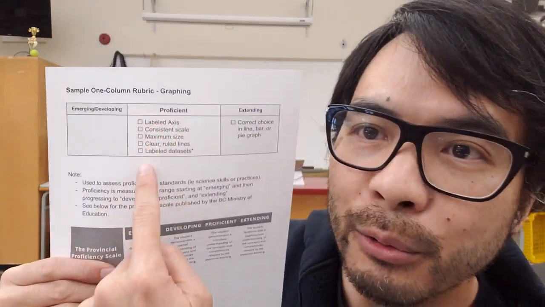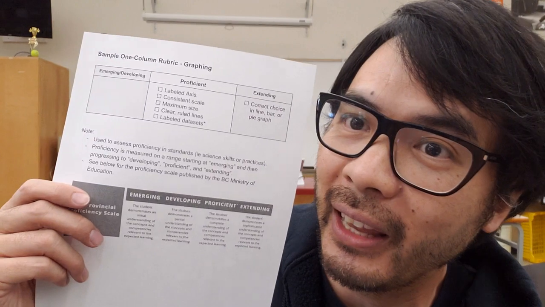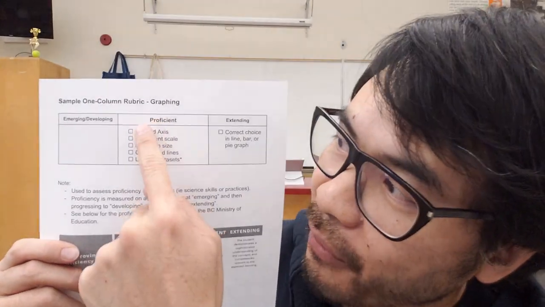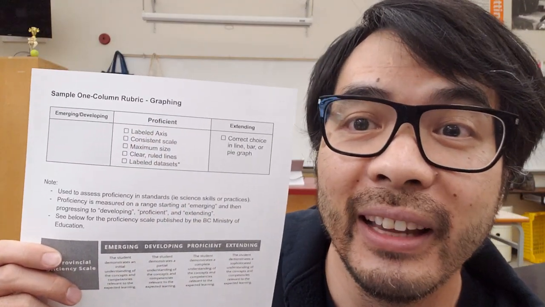Here is an example of a proficient graph. Clear labeling on the side, maximum graph, nice and neat. Everything that is stated on this rubric right here is actually in that graph that you just saw. That's why it's proficient.